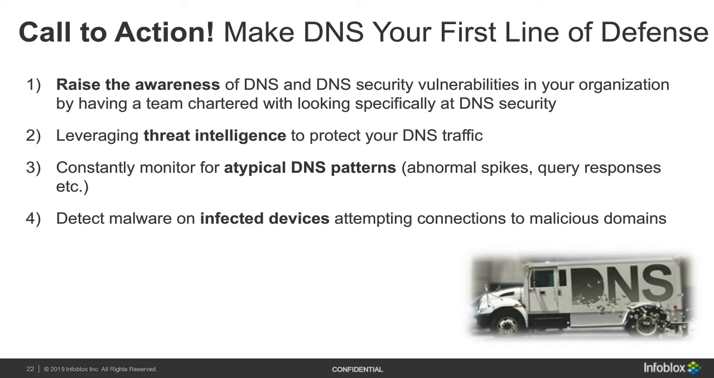Again, who's responsible for DNS security, and are they looking at the traffic? Are they looking for anomalies in that traffic? Another way you could make DNS your first line of defense is by leveraging threat intelligence to protect your DNS traffic and block that malware communication to C2 sites. This is blocking by domains and IPs on the blacklist. You can also, with the threat intelligence, choose to block by the age of the domain.